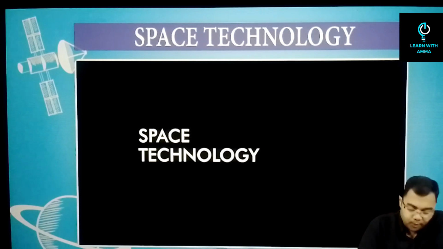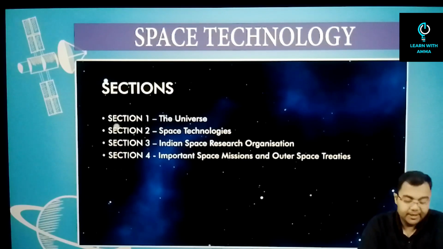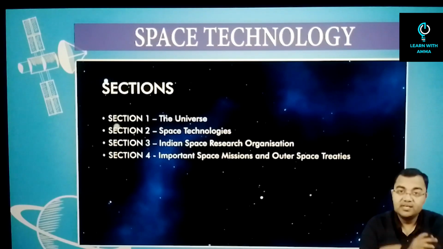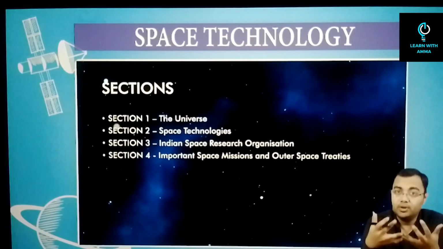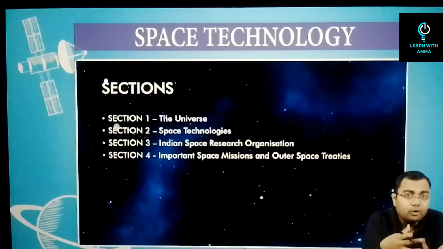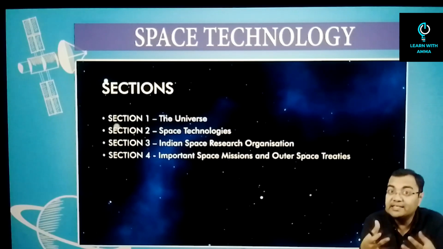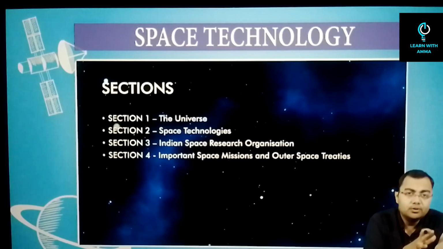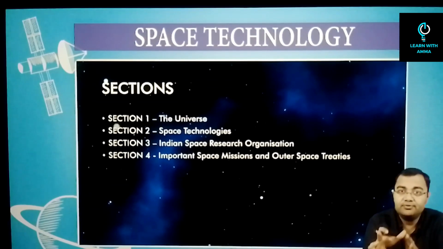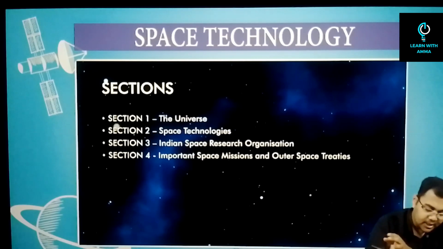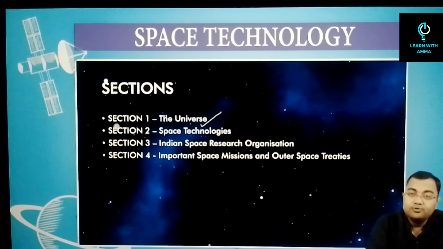Now when it comes to this module, it has been divided into 4 major sections. The first section that we have is about the universe. We learn the basics of formation of the universe, about dark energy and dark matter. Then we'll go on to some of the prelims related facts about some of the planets and about stars, etc. So this is what we are going to do in the first section.